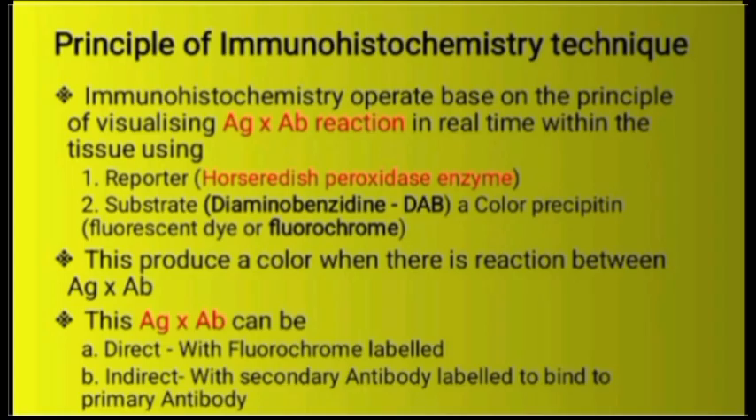So the baseline is that the principle is operating exactly like a sandwich ELISA technique, if you can recall from your undergraduate classes. So it produces a color when there is the reaction, and it can be tagged directly using a fluorochrome if it is a direct immunohistochemistry, and if it is a sandwich, you can use a secondary antibody labeled by the horseradish, which is tagged by the fluorochrome that usually emits light in the presence of the substrate.